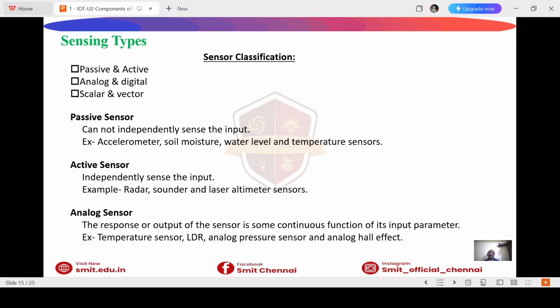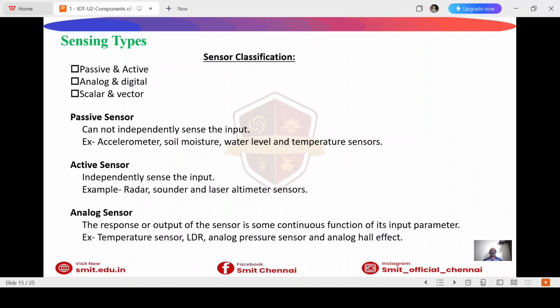And sensing types classification are there, passive as well as active. And another classification is analog as well as digital. And there is another classification like scalar and vector. So what is a passive sensor? Accelerometer, soil moisture, water level sensor, and temperature sensor. These are passive sensors, which means they cannot independently sense the input.